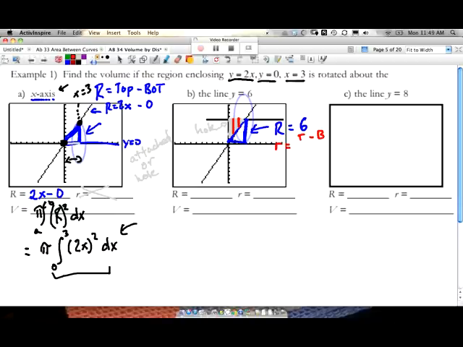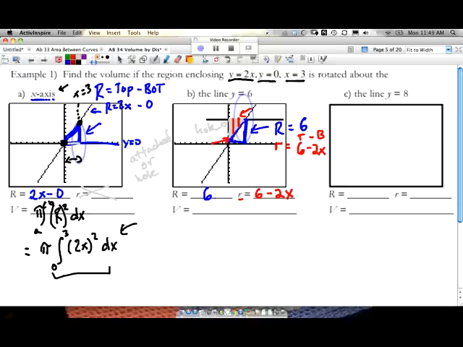And what's the top line? Well, what's this line on top here? This is a 6. And what's this bottom line? That's our y equals 2x. So there's our little r. We've got 6 minus 2x for the little radius, and for the top radius, that's just 6 in itself.